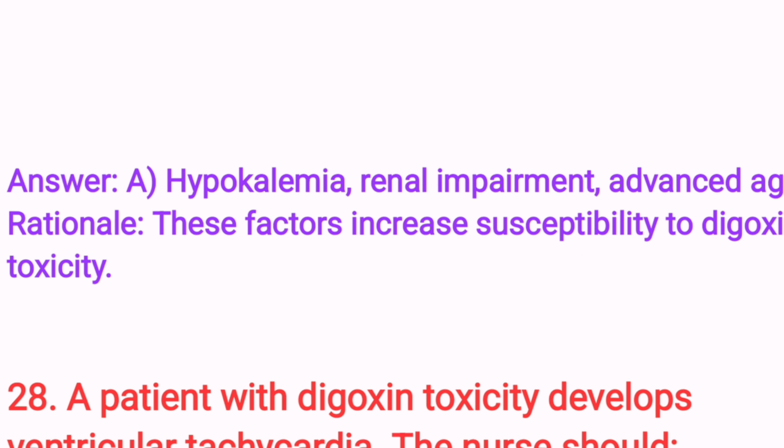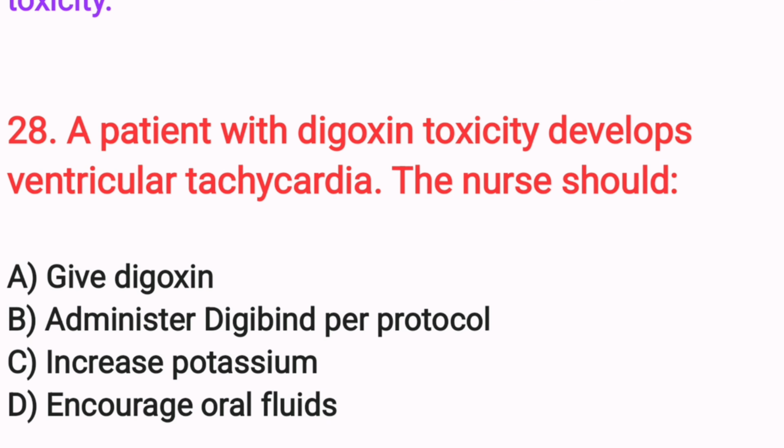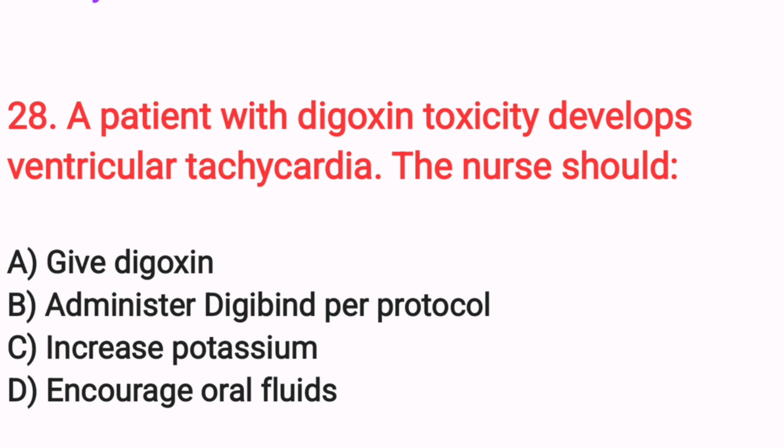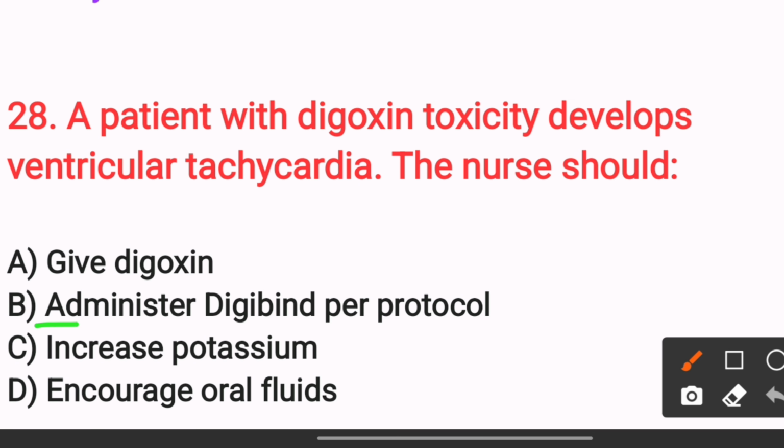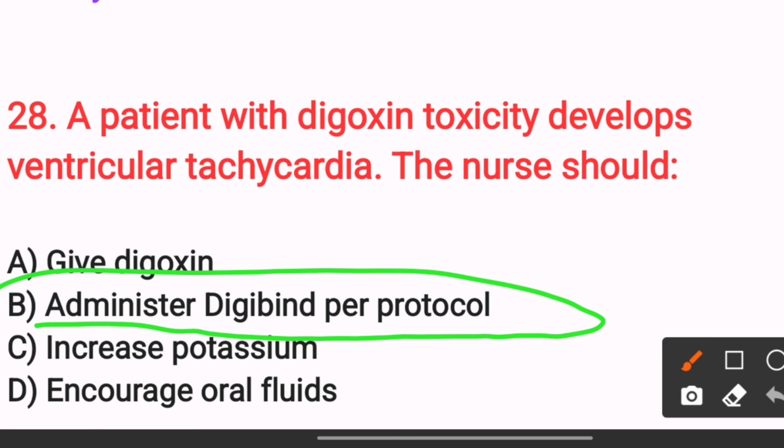Next, a patient with digoxin toxicity develops ventricular tachycardia. The nurse should give option A, digoxin. Option B, administer digibind per protocol. Option C, increase the potassium. Option D, encourage the oral fluids. The answer is option B, administer digibind as per the protocol.